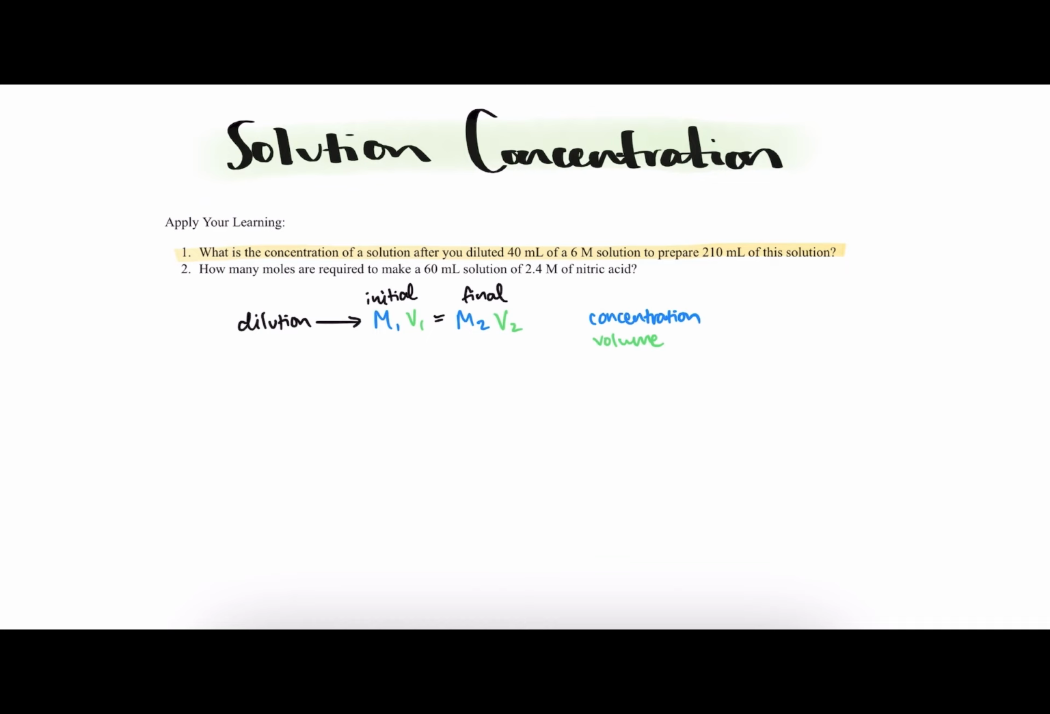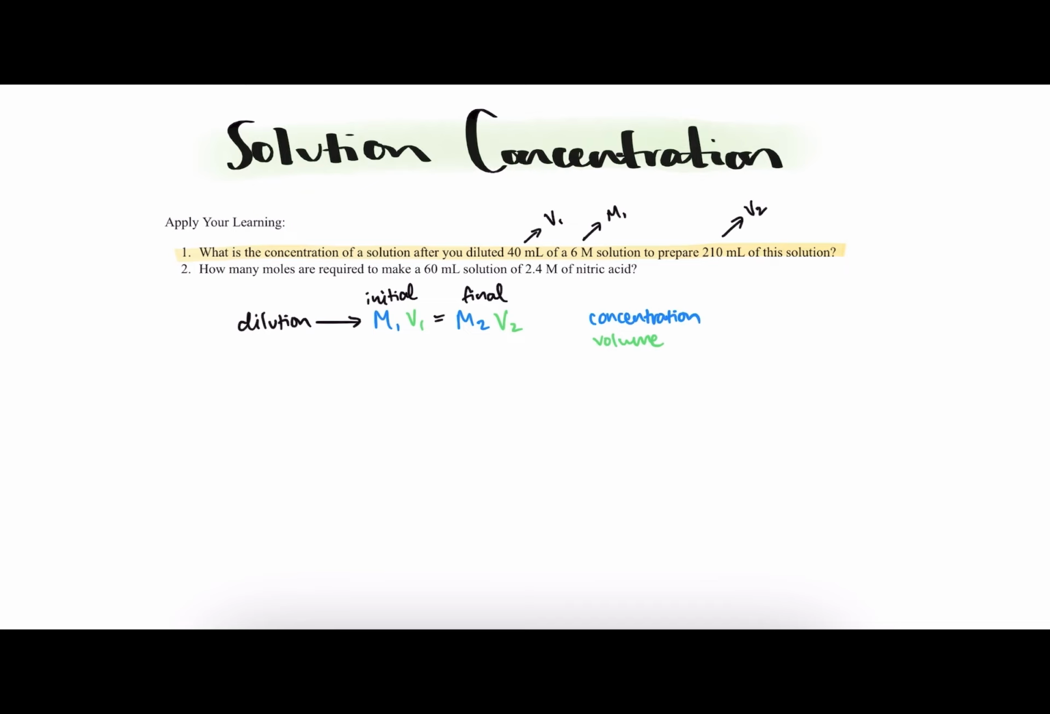So if we go back through the word problem, we can locate which value corresponds to which variable. If we're starting with 40 milliliters, then that's our initial volume, or V1. We started out at 6 molar, and since molar is a unit of concentration, that is concentration number 1, or M1. And we want to end with 210 milliliters, and so that will be our V2, or our final volume. So the variable we're missing is our M2, so that'll be our X in this situation.